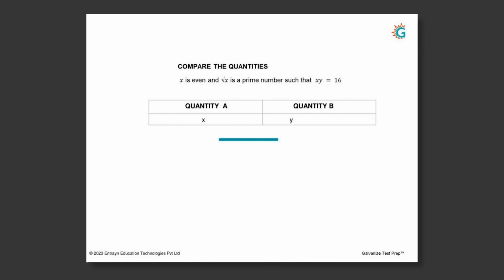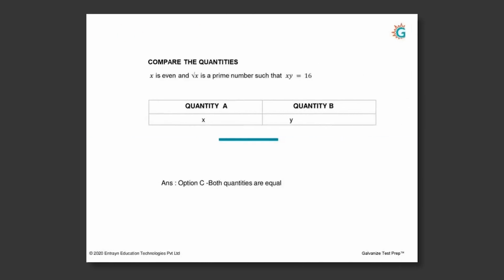Got the right answer? Shall we move on? Yes, most of you have got the right answer. This is a very easy problem. The answer is option C, both the quantities are equal.